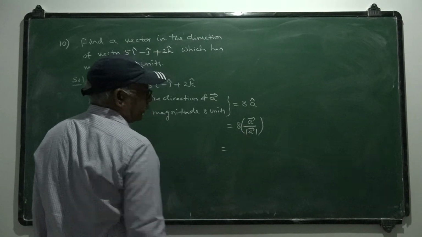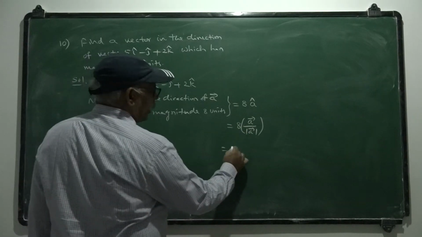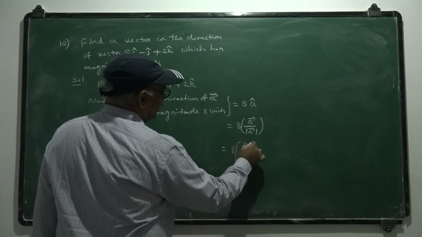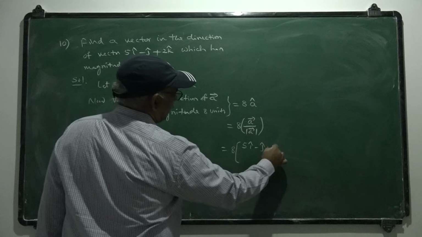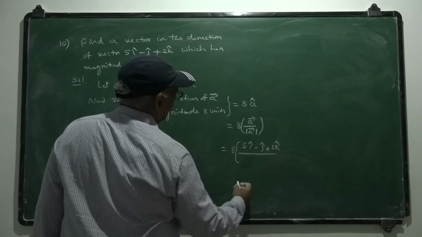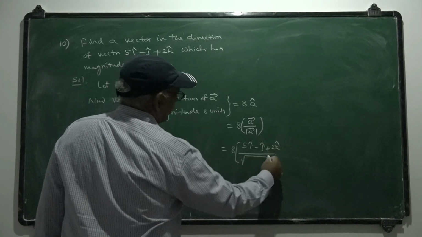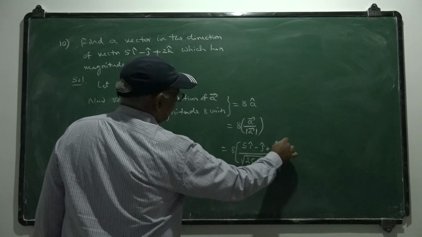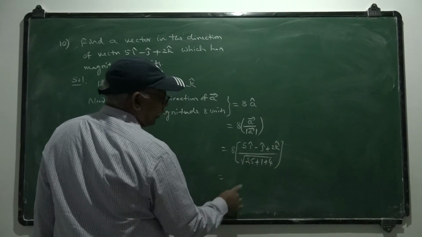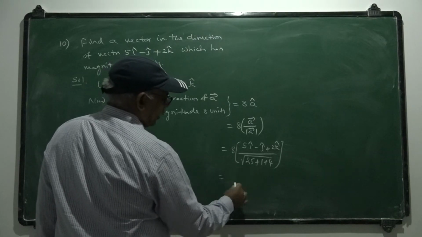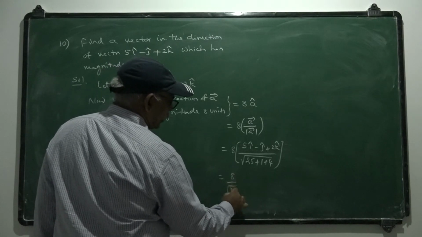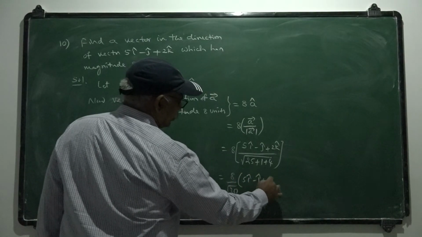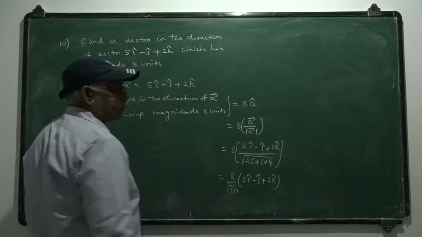Hence, I am taking the plus sign. So, 8 into the unit vector along A bar is 8 into 5i minus j plus 2k by its magnitude, square root of 25 plus 1 plus 4. This is 30. So it is 8 by root 30 into 5i minus j plus 2k itself.